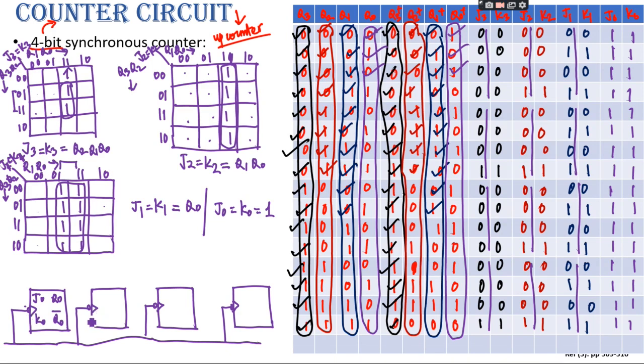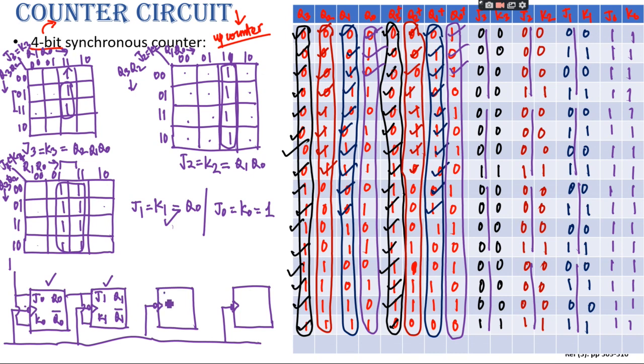Now for J0 and K0, what should be my input? 1. And since for this flip-flop there is no flip-flop on the left-hand side, we are only putting 1. Now if this is J1 and K1 and this is my output Q1 and Q1 bar, for this flip-flop, how many flip-flops are on the left-hand side? 1. Right? And what is their output? Q0. So Q0 should come as the input for this flip-flop, which is this one, right?